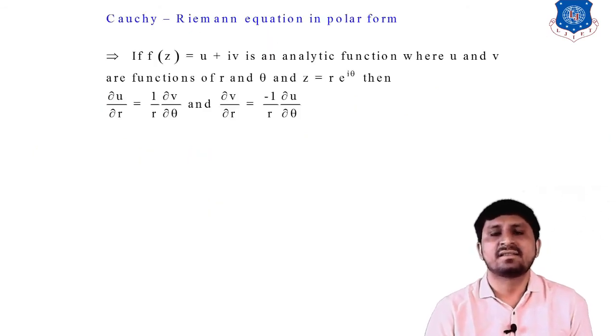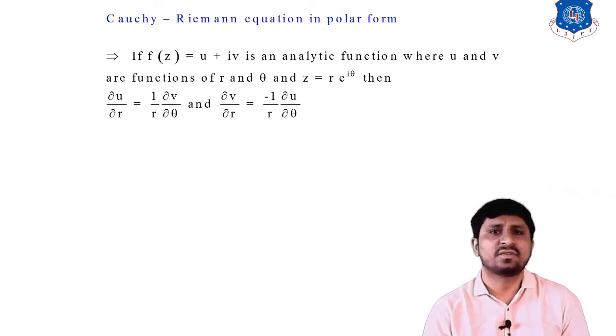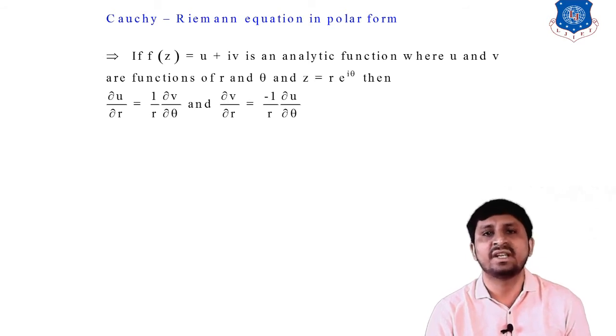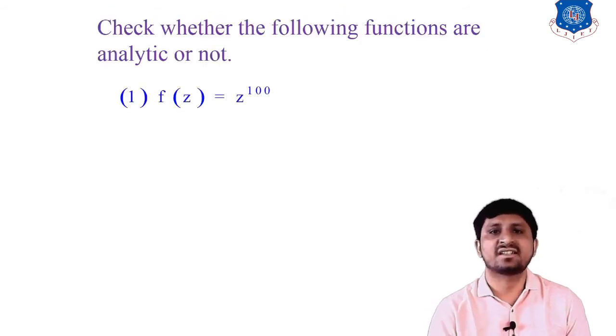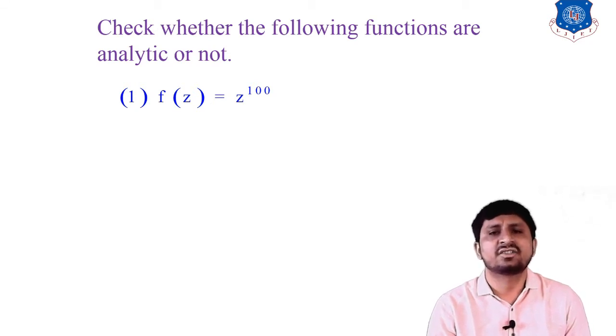Now the next concept is the Cauchy-Riemann equation in polar form, because the Cauchy-Riemann equation in Cartesian form does not work every time. First of all, we have to find the values of u and v in Cartesian form, and that is not always possible. Suppose this example, z raised to 100. Is it possible to check whether this function is analytic or not using Cartesian coordinates? No, it's not possible.